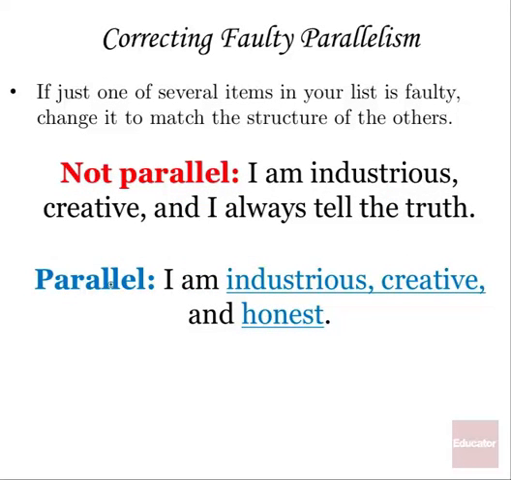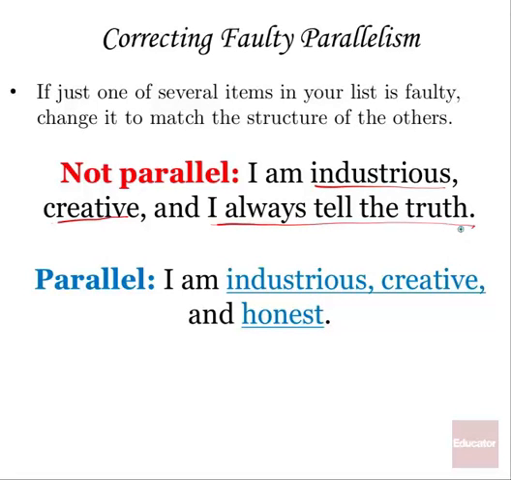All right, so how do you fix faulty parallelism? If you have one of those sentences that goes off the rails, what do you do? If just one of several items in your list is faulty, change it to match the structure of the others. So, I am industrious, creative, and I always tell the truth. You could kind of hear that sentence derailing. You've got three items: industrious, creative, and I always tell the truth.